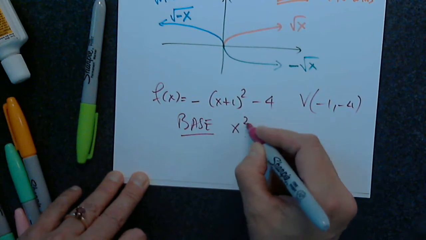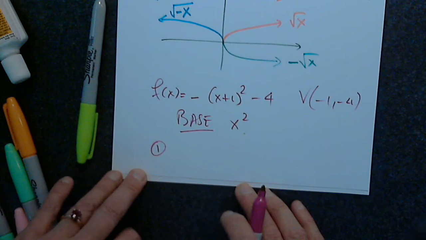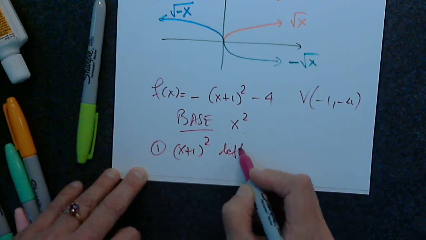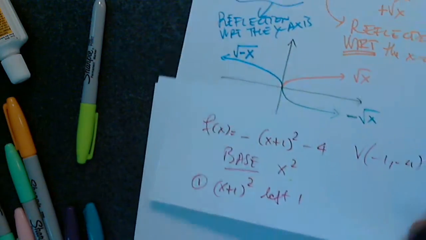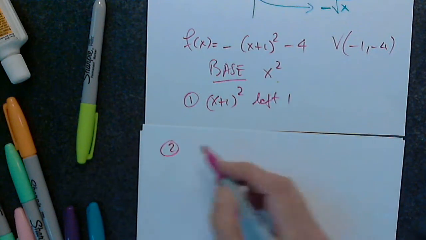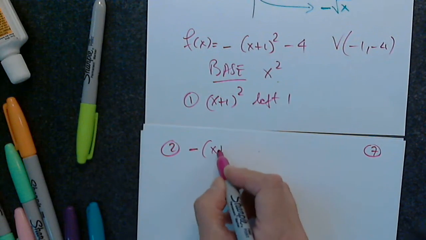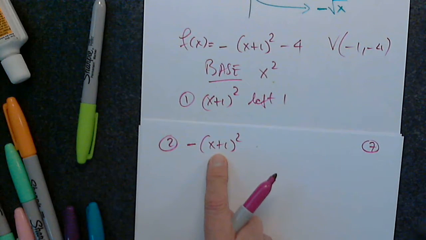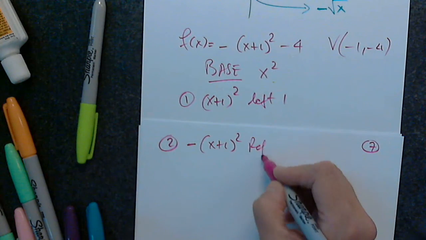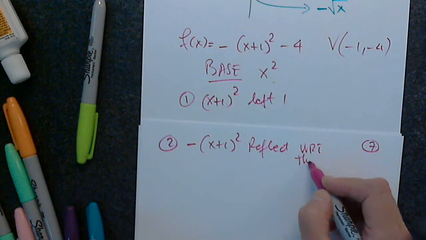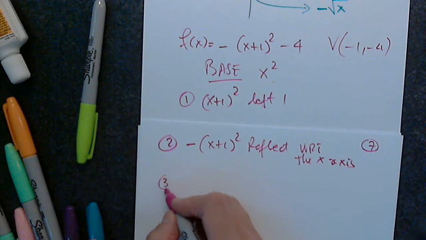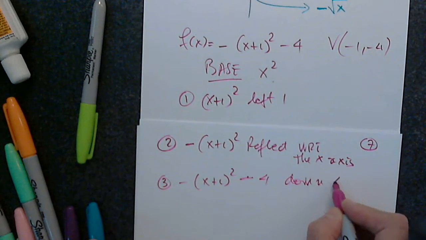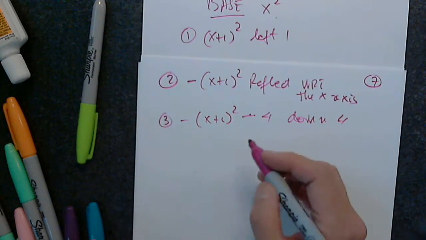X squared. Very good. The first transformation on x squared: x plus 1 squared, left 1. The next transformation on number 1, please. It's like negative 1. Very good. Negative x plus 1 squared. This is a transformation on number 1. What kind? Reflect. Very good. Reflect with respect to the x-axis. Awesome. Great job. And finally, I have this. Very good. Down 4 of this previous graph.